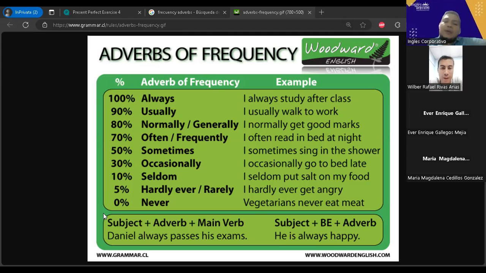Vamos a saltarnos más this one, and we go to the last one, which is like never, right? Which is like 0%, algo que nunca hacemos. I will give you an example, which is also a secret, all right? So, I never go to the gym. All right, so I never go to the gym. All right, so, and you?